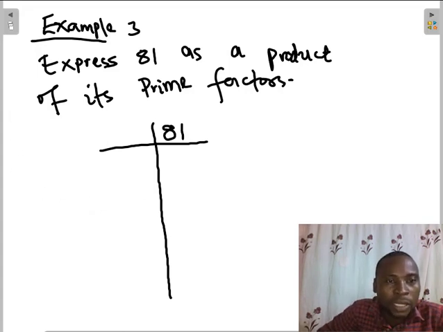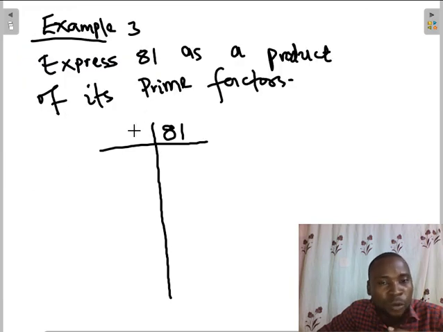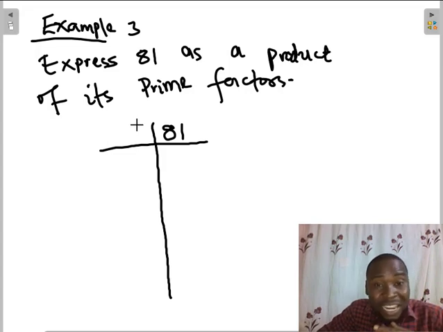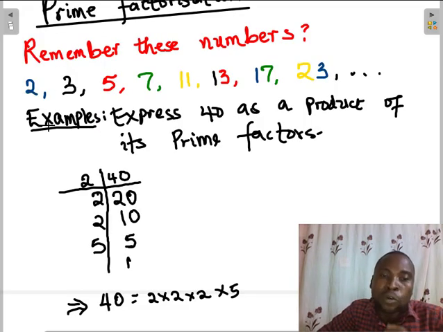All right, go back to our list of prime numbers. We have 2, 3, 5, 7, 11, 13, 17, 23. Let's start with 2. Can 2 divide 81? No way. 2 cannot divide 81. 81 is not an even number. Remember, we talked about even numbers. Since 81 is not an even number, 2 cannot divide 81. It's not possible. Okay, since 2 cannot divide, let's go to 3.